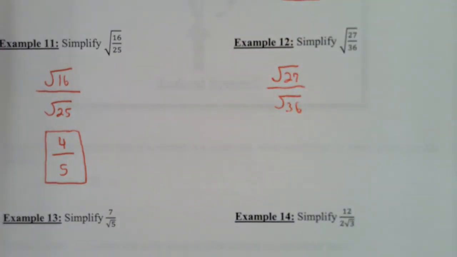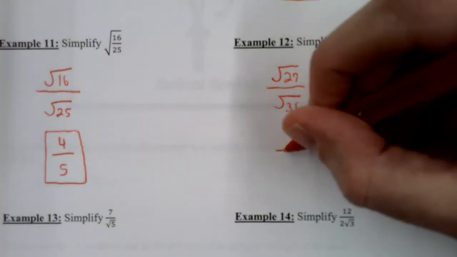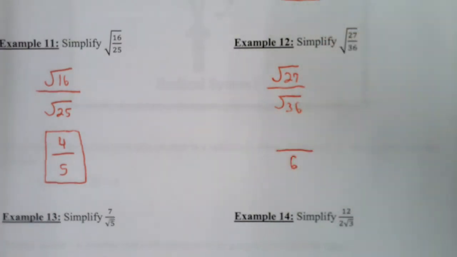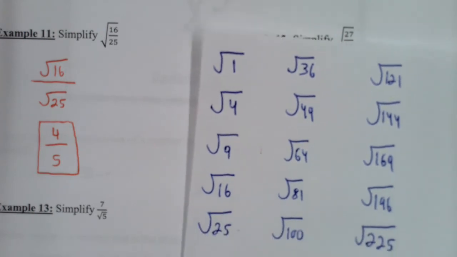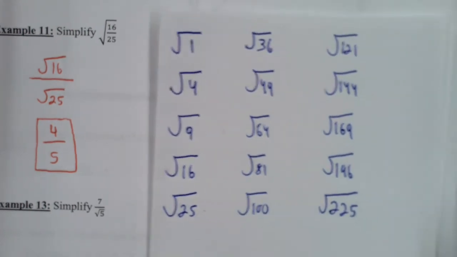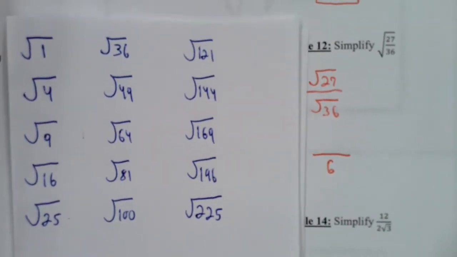Simplifying the denominator for this one is easy because that's just simply 6, because the square root of 36 is 6. 36 is a perfect square. It's on our list of numbers. Memorize that list, please.